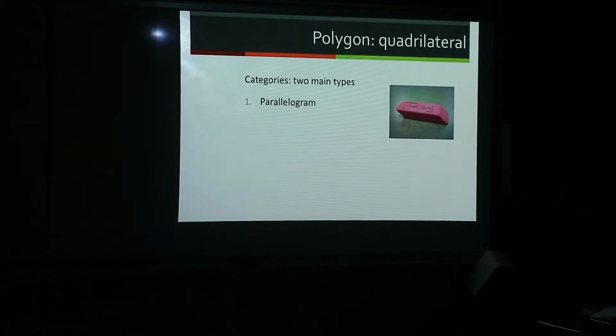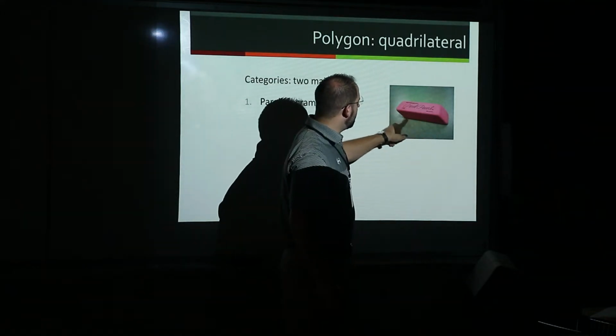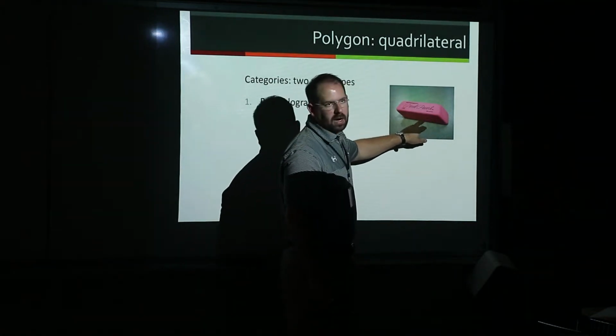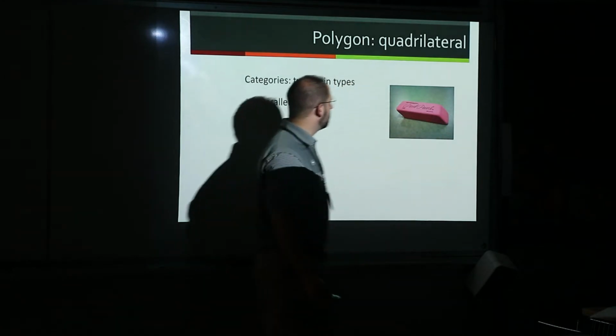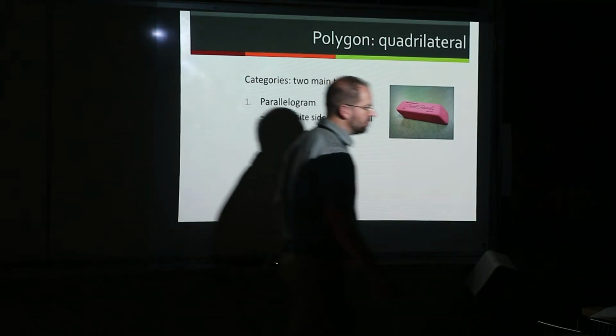So I always use the pink pearl eraser as my example. I'm using this little shadowed edge, that the top and bottom are parallel, and then the sides are parallel. So opposite sides are parallel. So I'll let you write that down. Draw the picture.